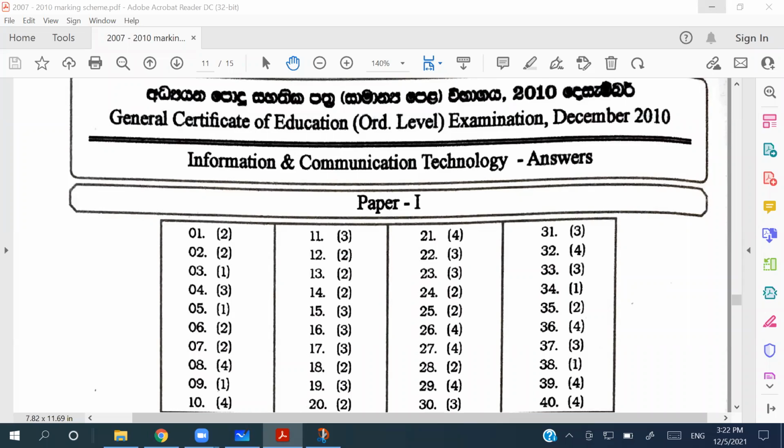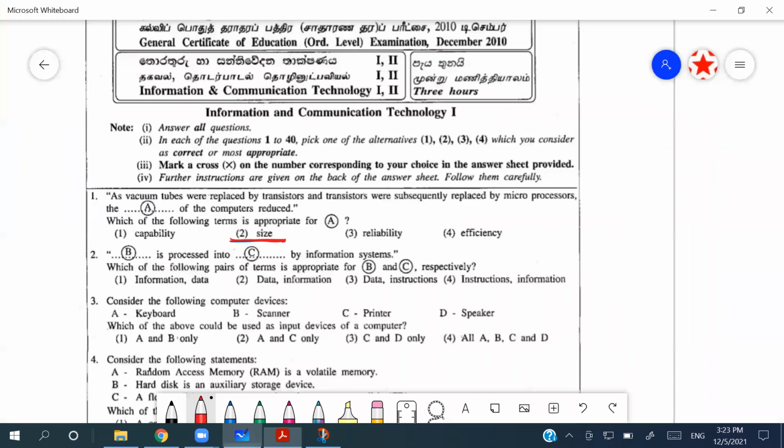All right, so this is the 2010 marking scheme. This is for the reference of anyone who is referring to this video later, right? So I'm shifting to the paper. I'm asked to discuss the first question.